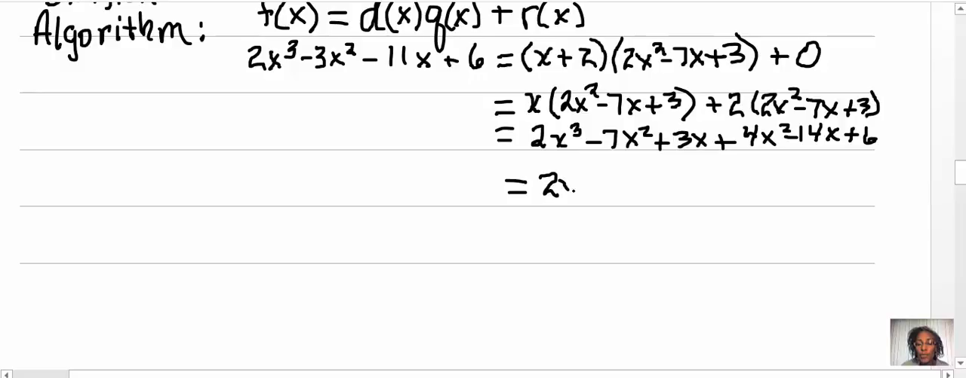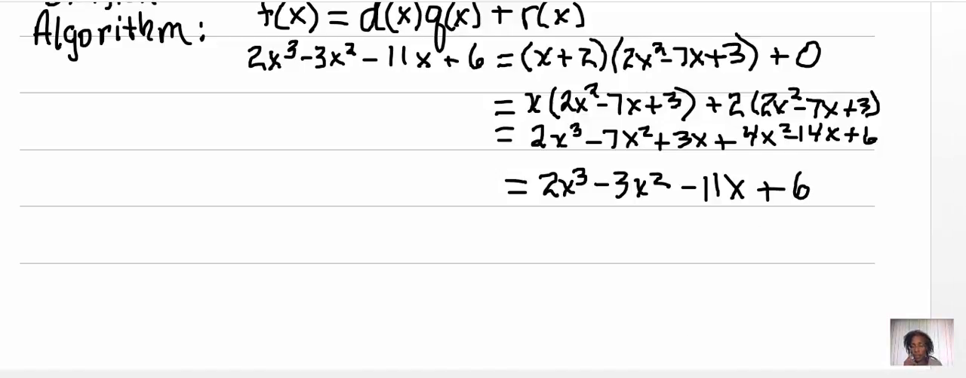There's only one x cubed term. Let's combine negative 7x squared plus 4x squared to get negative 3x squared. Let's combine 3x with negative 14x to get negative 11x. And then let's recopy that single constant plus 6. So notice that the division algorithm, as we knew it would, holds true. The function does equal the divisor times the quotient plus the remainder.